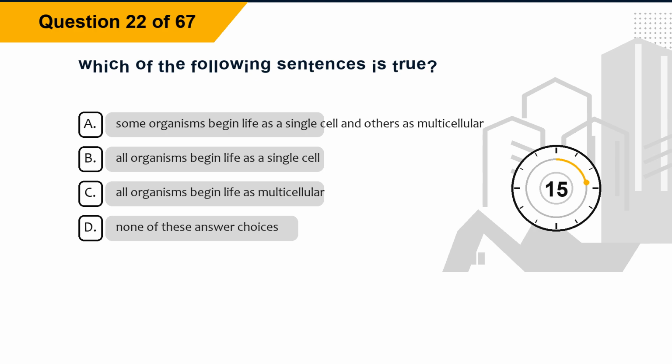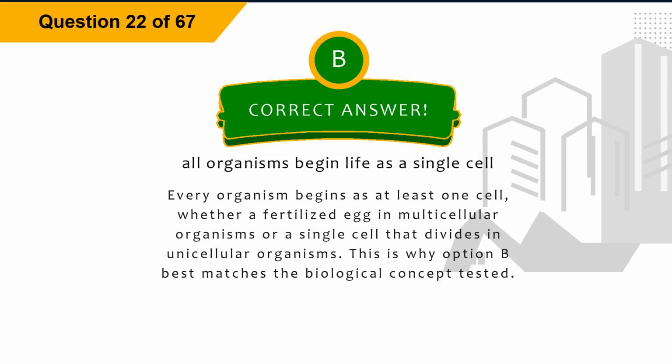Option A. Some organisms begin life as a single cell and others as multicellular. Option B. All organisms begin life as a single cell. Option C. All organisms begin life as multicellular. Option D. None of these answer choices. The correct answer is option B. All organisms begin life as a single cell.